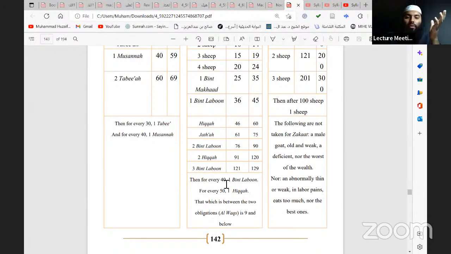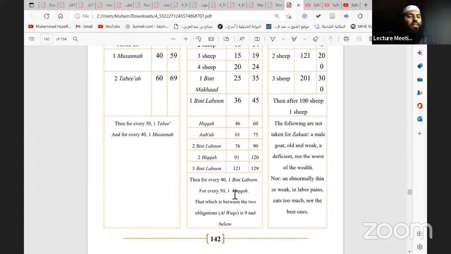And likewise, that would be fine for 145. If I said 145, we can do two hiqqa, one bint laboon, 140 with 5 left over. That is fine. Okay. I'm going to ask you guys now, if I said 150, what do you do? You guys work out 150 for me. Yeah, 3 hiqqa. 3 hiqqas is just straight 150.